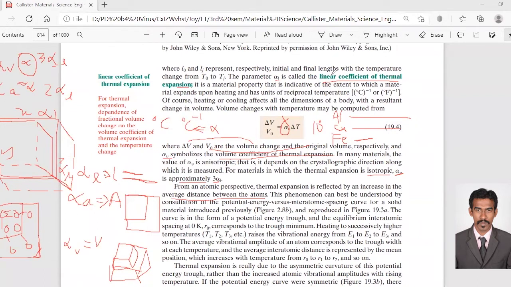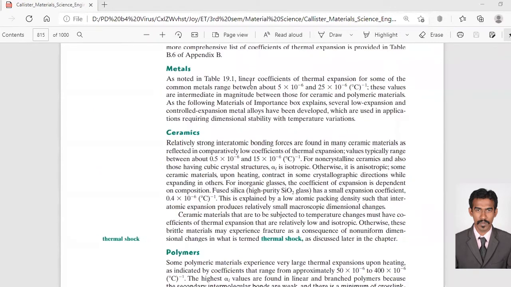So this is the same phenomenon as here, but the perspective is different. What I am talking about is the movement of the atoms, right? Here what I am talking about is the mathematical way, right? So the thing is similar, but the way I am explaining is different. As noted in the table, linear coefficients of thermal expansion for some of the common metals range between 5 into 10 to the power minus 6 and 25 into 10 to the power minus 6. So if you see the table, all the metals, the range was like this.